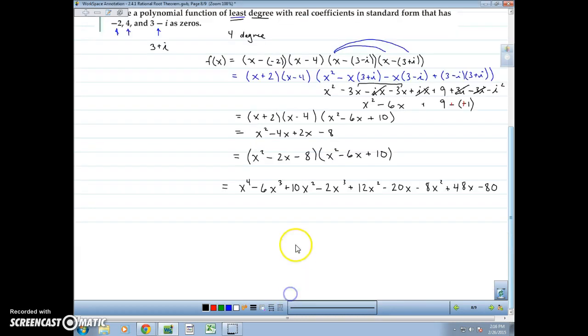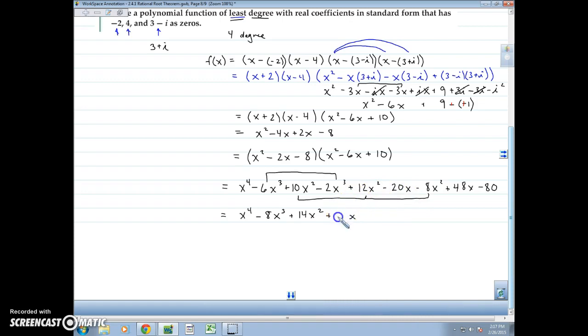Okay, so there's all of our terms. x to the 4th. Let's see, we can combine these two cubed ones. This is going to be minus 8x cubed. 10x squared plus 12x squared minus 8x squared, so that's 22x squared minus 8x squared is going to be 14x squared. And then lastly, we have our minus 20x plus 48x is going to be plus 28x. I'm sorry, plus 28x. And then minus the 80.